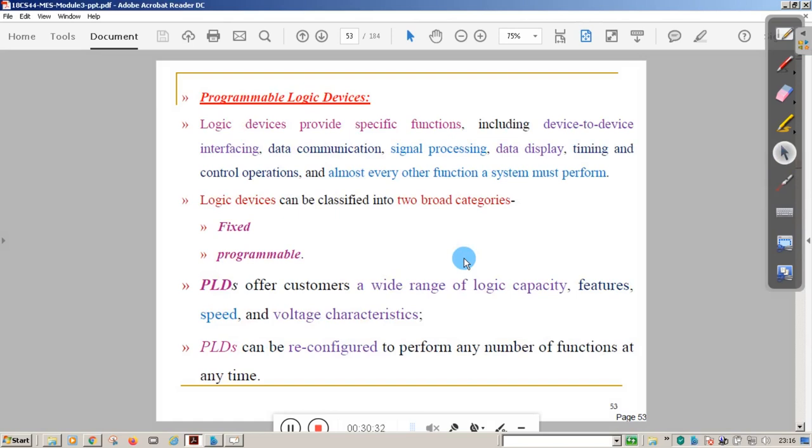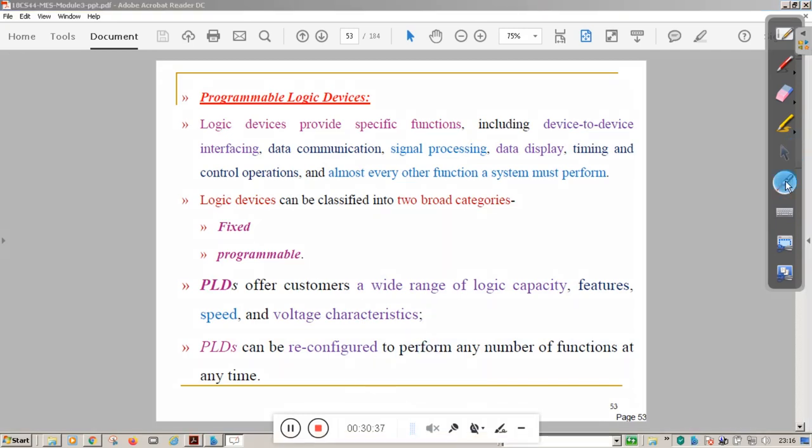So next we have something called a programmable logic device. By using a programmable logic device, you can implement various functions, including device to device interfacing, data communication, signal processing, almost all of this can be implemented. There are two categories of logic device. One is called fixed, second one is programmable. So FLD offers customers a wide range of logic capacity, feature speed and voltage characteristics.